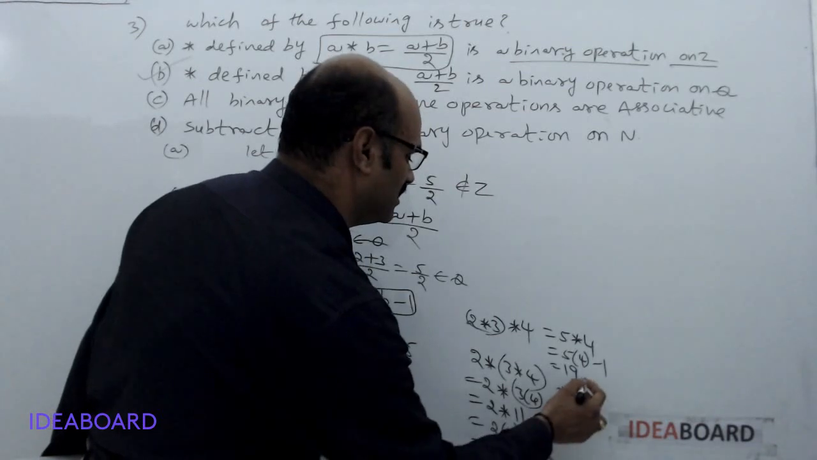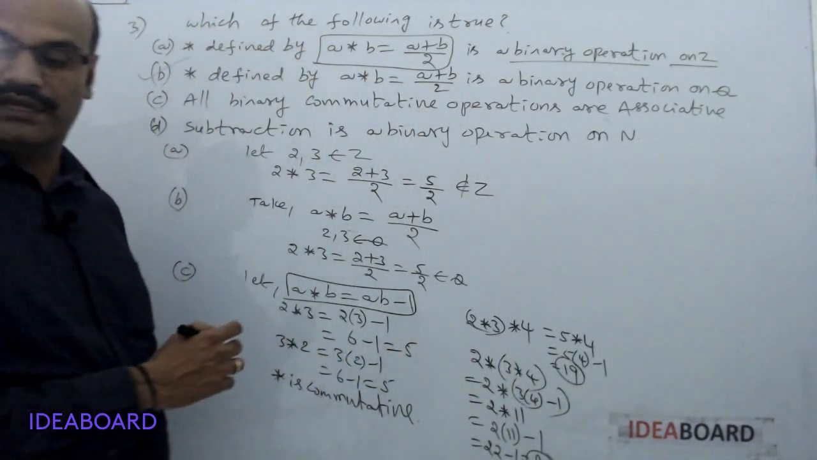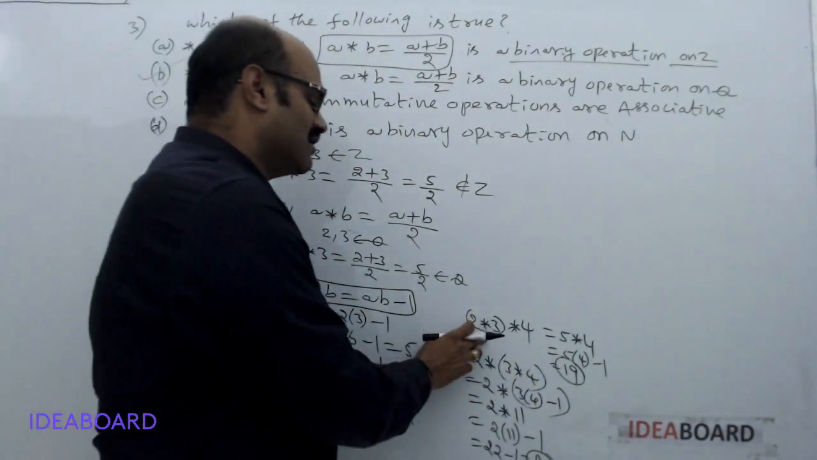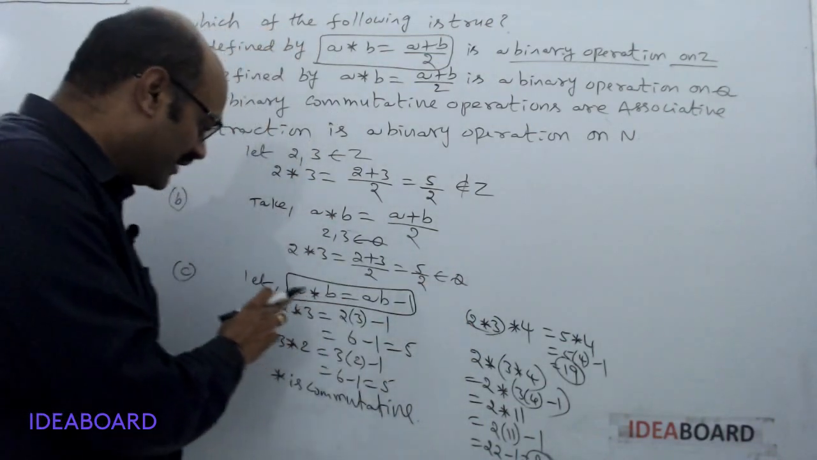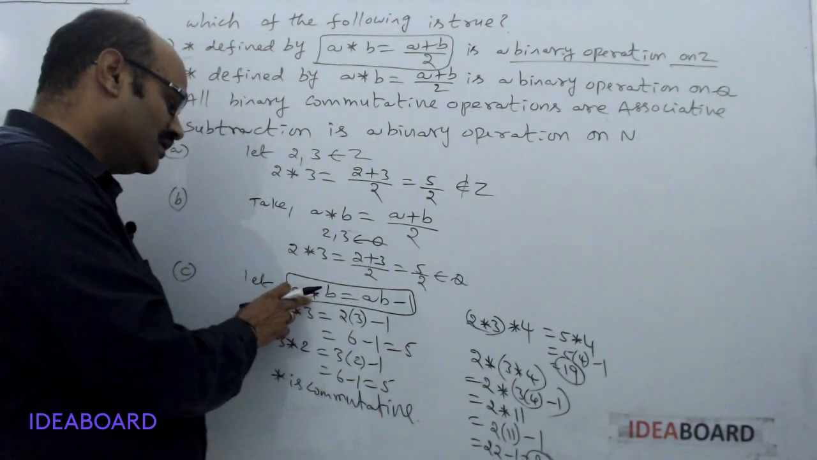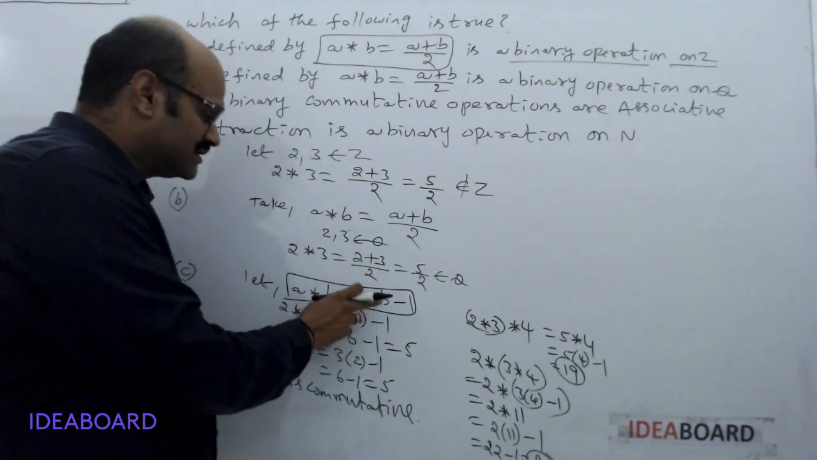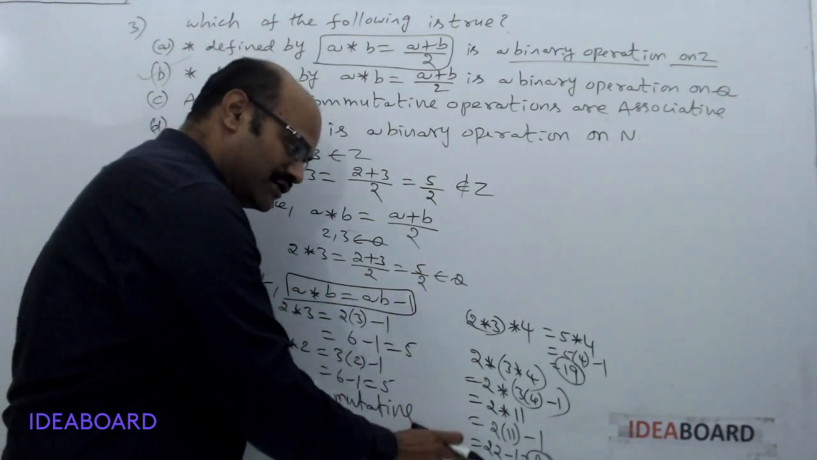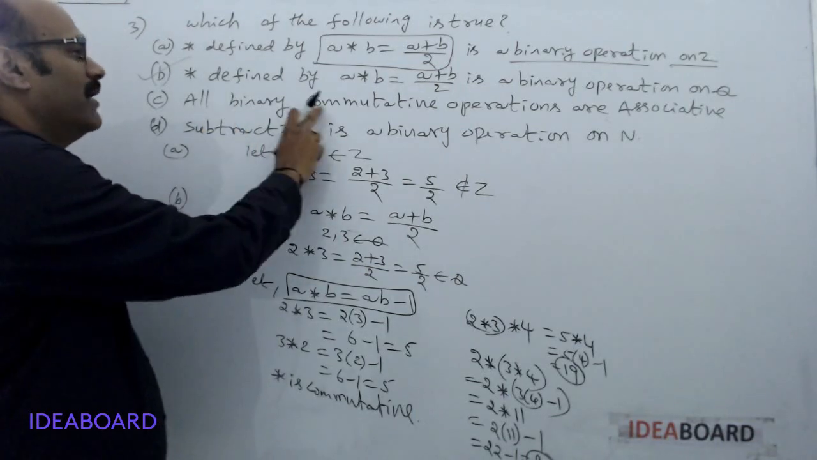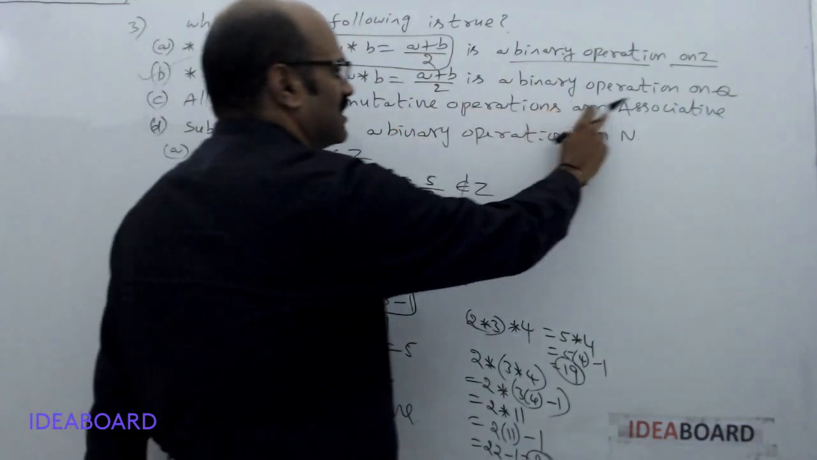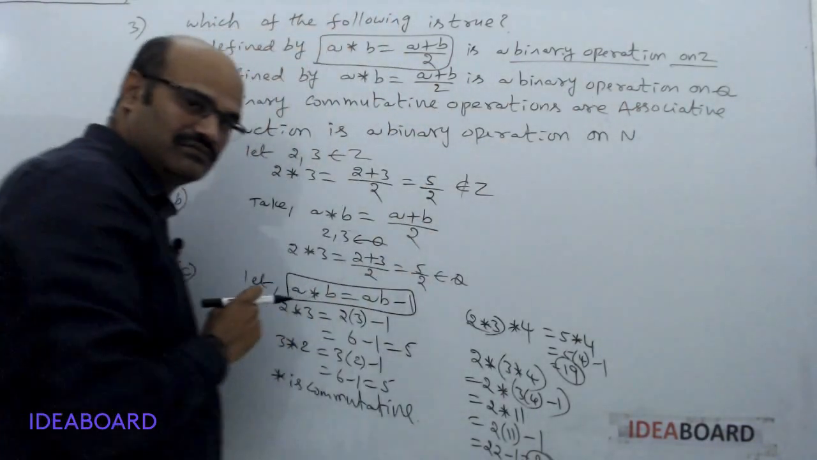22 minus 1 equal to 20. Here we are getting 20, here we are getting 19. So here we say that star is not associative. So whenever the given binary operation is commutative, we say that it need not be associative. So here we say that all binary commutative operations are associative is wrong.